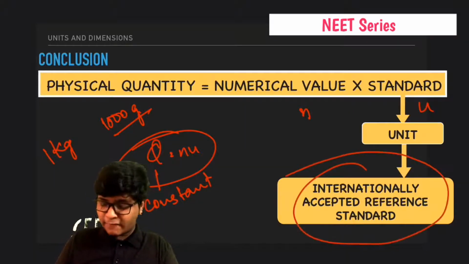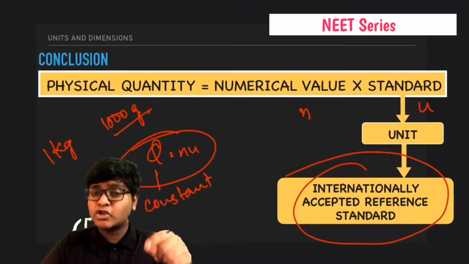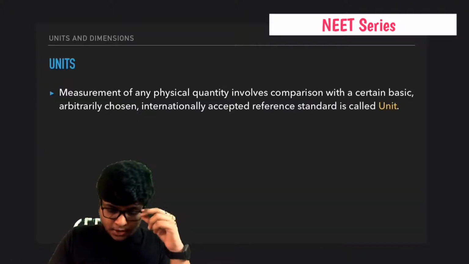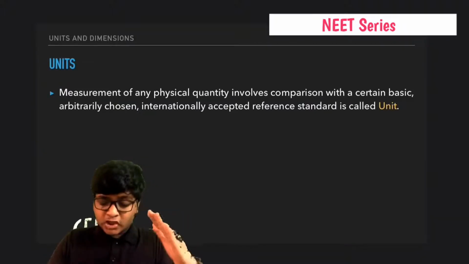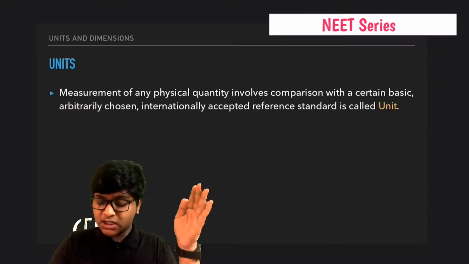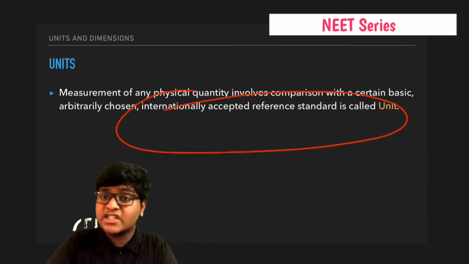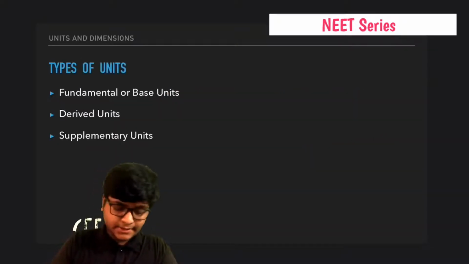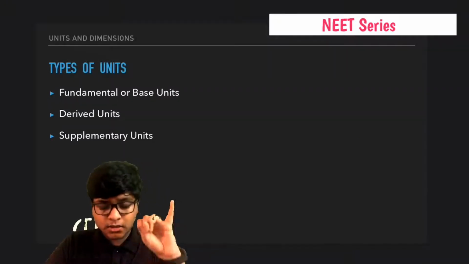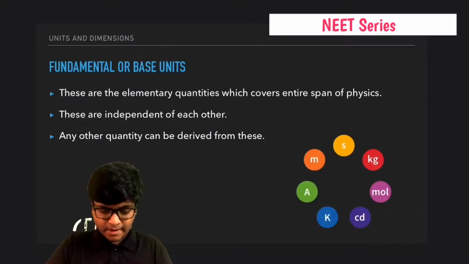An internationally accepted reference standard is generally termed as a unit. That unit should be internationally recognized. Okay, so what is a unit? Measurement of any physical quantity involves comparison with a certain basic, arbitrarily chosen, internationally accepted reference standard, which is called a unit. There are these types of units: fundamental or base units, derived units, and supplementary units. We'll be discussing them right now.